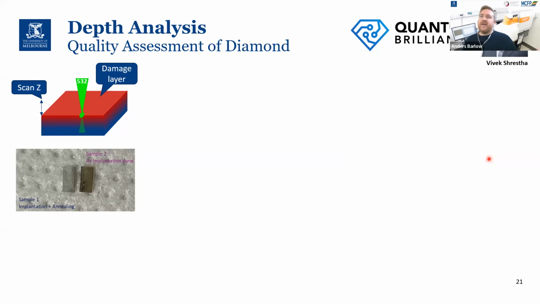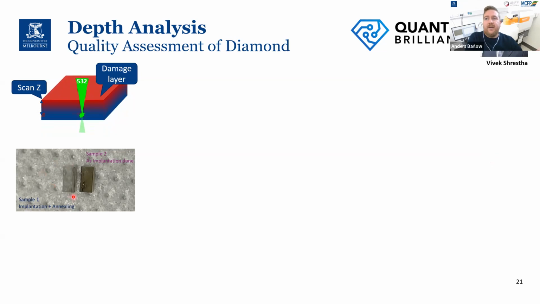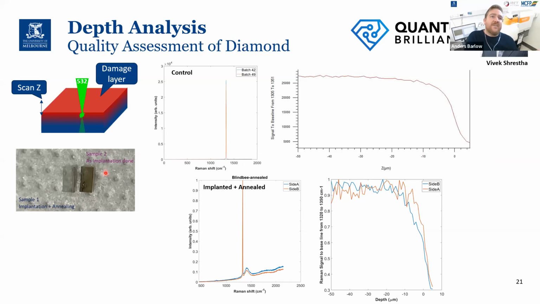So a few examples here using this technique on our instrument as well. This comes from Vivek from Quantum Brilliance. Effectively, Vivek is interested in the damage layers from ion implantation in diamonds. So he has a damage layer on the surface, or they're inspecting the quality of these diamonds after annealing and implantation and scanning the laser into the sample through that damage layer. Here you can see a couple of examples of these diamonds, and this is the typical results you would get from one of these depth profile experiments.